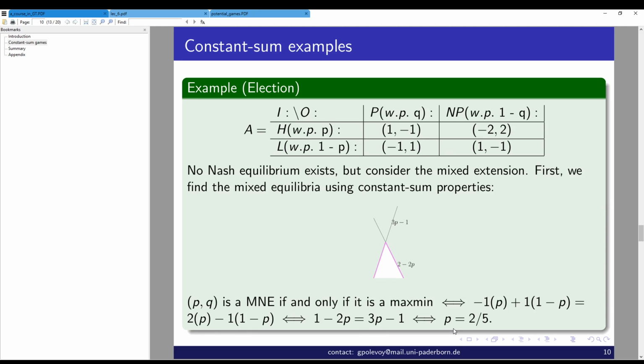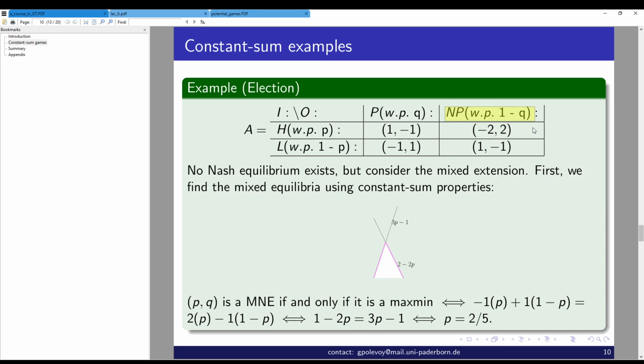For player 1, let us denote her strategy: she chooses high taxes with probability P and low taxes with probability 1 minus P, and player 2 chooses publishing with probability Q and non-publishing with probability 1 minus Q.